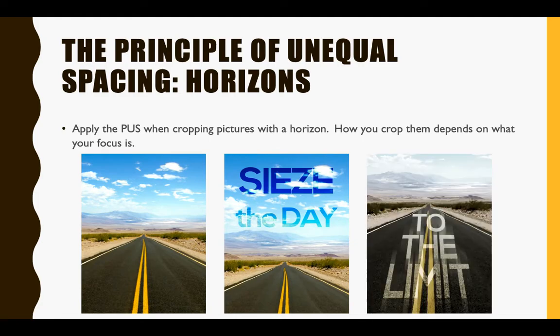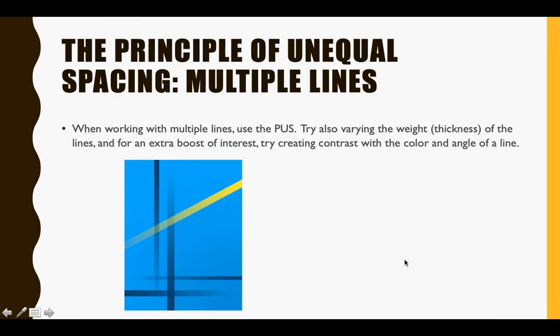Now look at this one. So they put the horizon line on the top, and they really kind of focused on the idea of the drive, the movement. Here is talking about the day and the sky. So depending on where you put that unequal spacing is where you can use that to your advantage, all right?